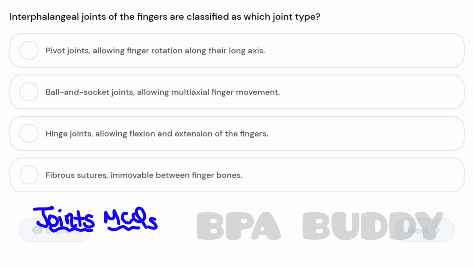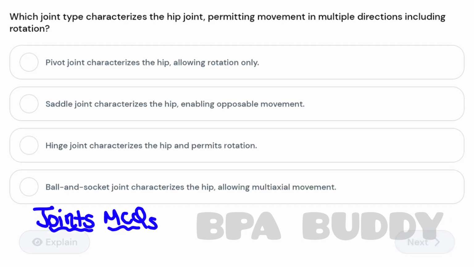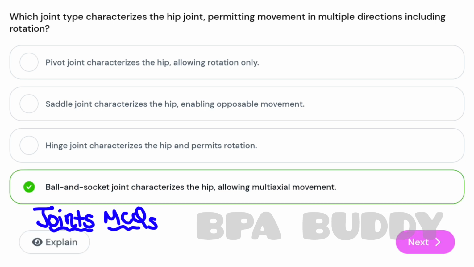Interphalangeal joints of fingers are classified as which type of joint? Rotation from long axis, ball and socket, hinge. Which joint type characterizes the hip joint permitting movement in multiple directions including rotation? Hip joint. Hip doesn't move much, so neither it rotates. Ball and socket. So ball and socket, because where the femoral head fits into the acetabulum, it allows flexion, extension, abduction and rotation.